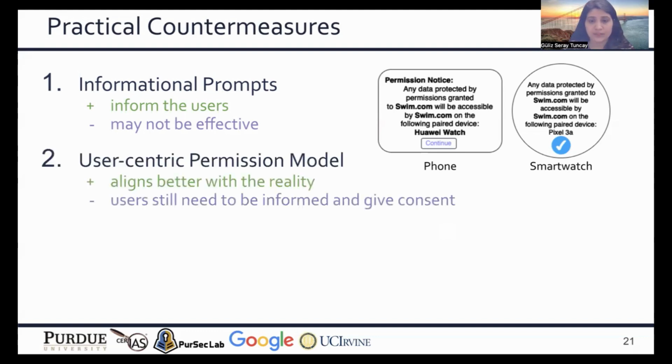The second one is having a user-centric permission model where the permission decisions will get synchronized between the devices. This is similar to what iOS does, and it aligns better with reality, but users still need to be informed and give consent if we're implementing this. This is critical because, as we've shown, the majority, about 67% of the users in our study, thought that the data is accessible only on the device where they granted the permission. So doing this by default might not be a great idea, as it might also violate user expectations and privacy.